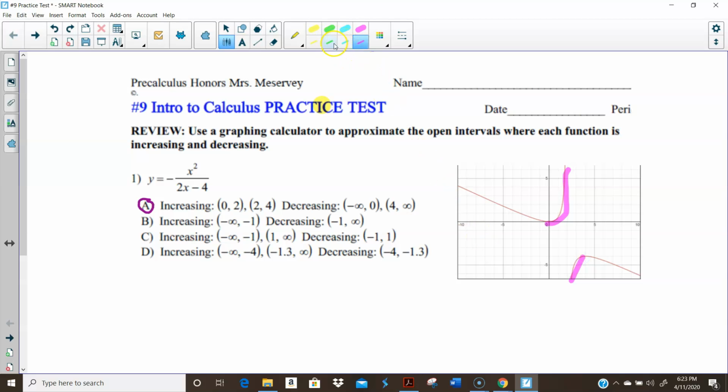And then the decrease is going to be here from negative infinity to 0. And then the decrease is going to be here, which is this maximum point, 4 to infinity. So here's the decrease, and here's the increase.